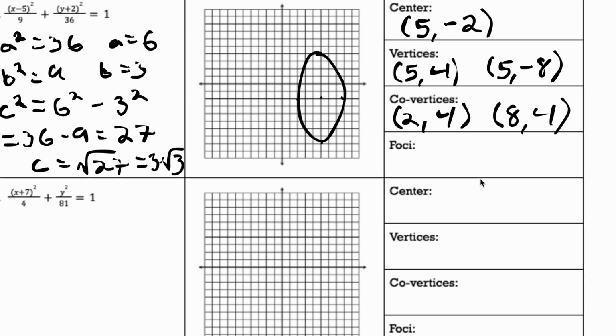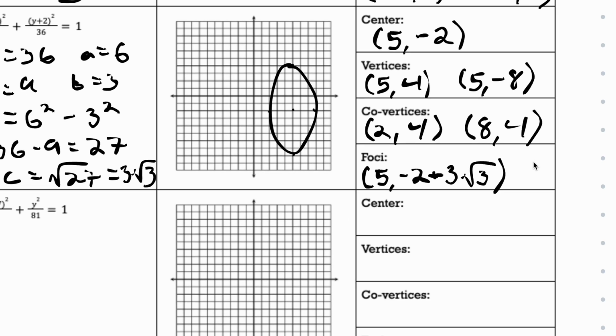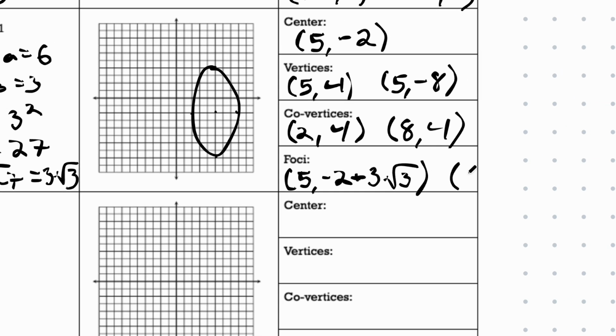So from here, we're going to be adding and subtracting our c value to our y value since it's going to be along this major axis. So we're going to get 5, negative 2 plus 3 root 3. We're also going to get 5, negative 2 minus 3 root 3.